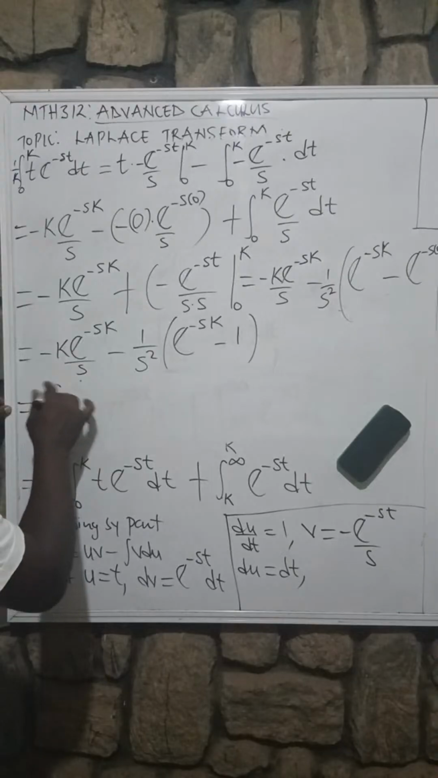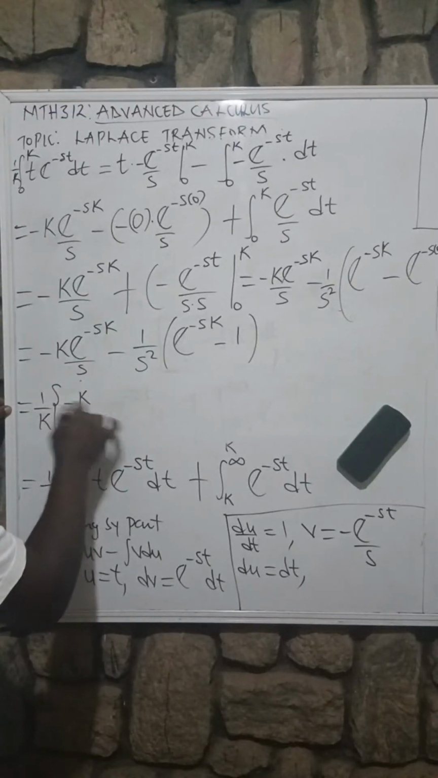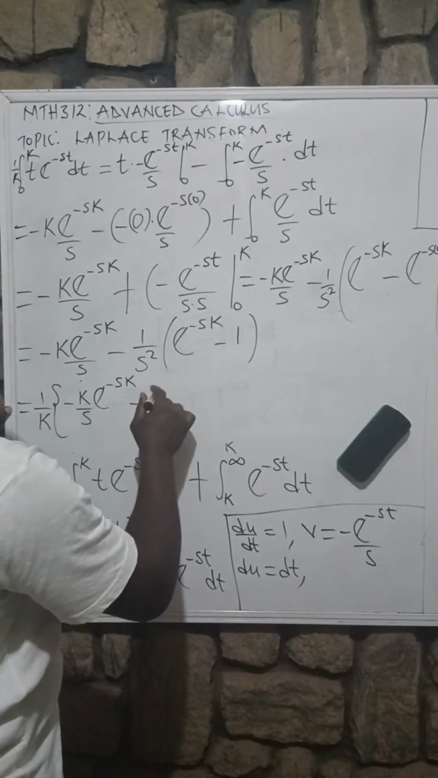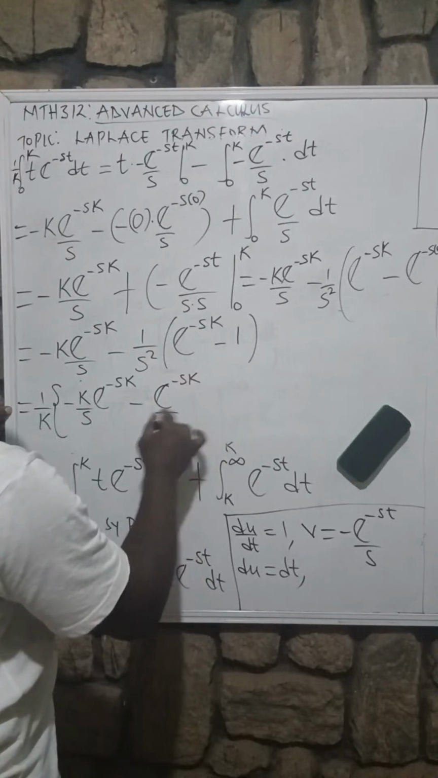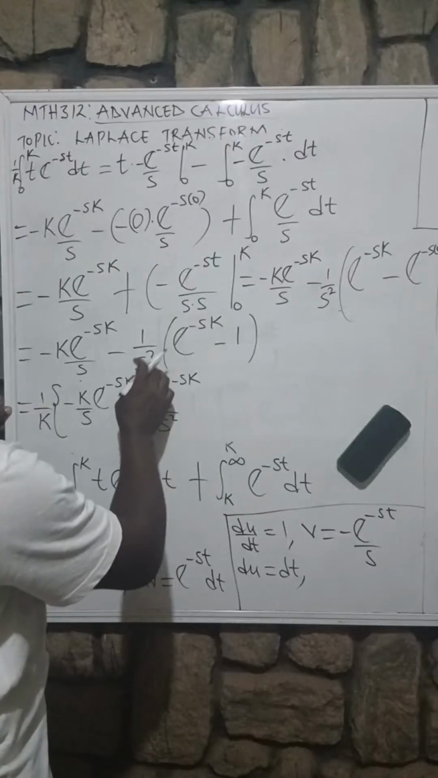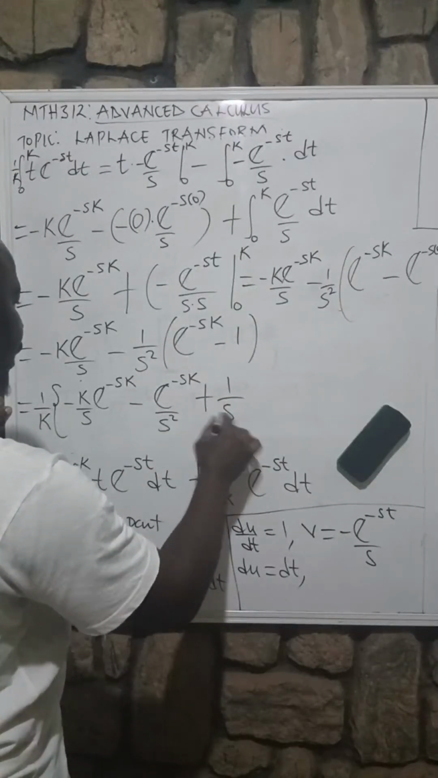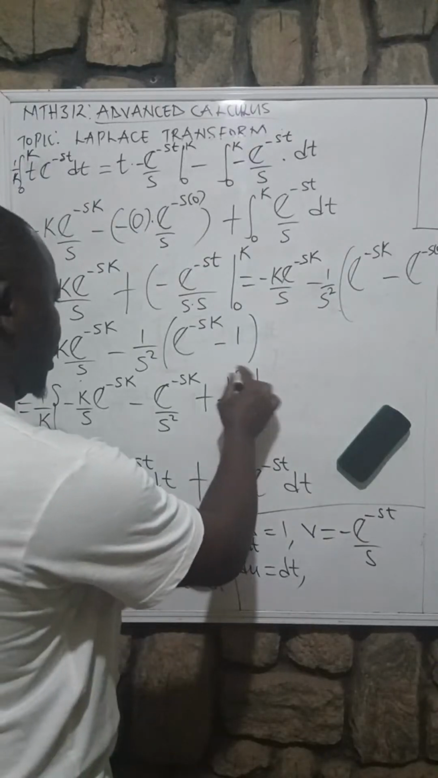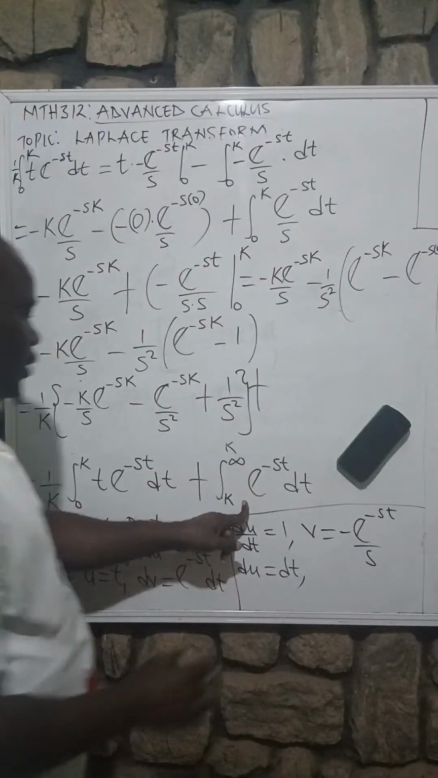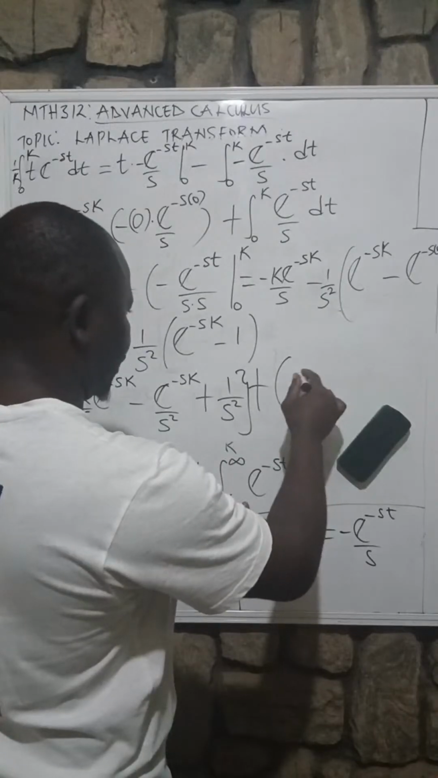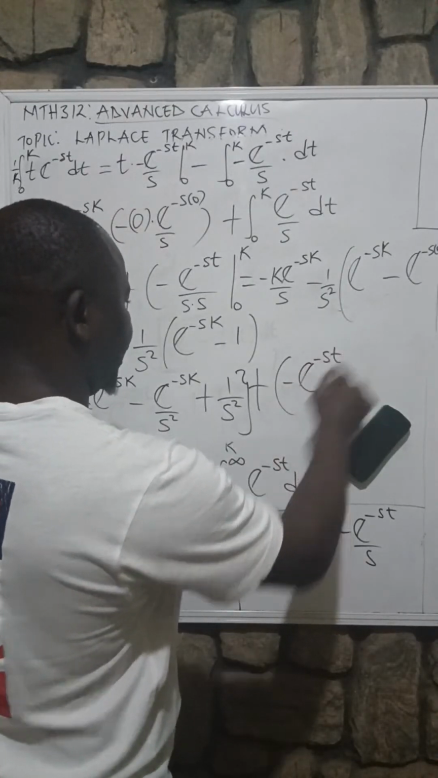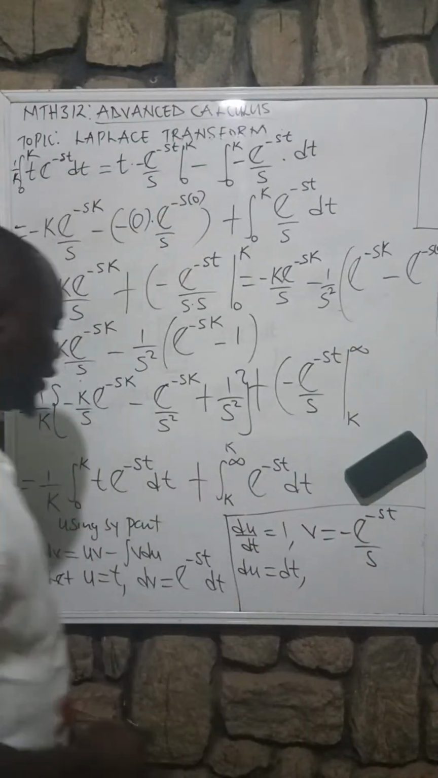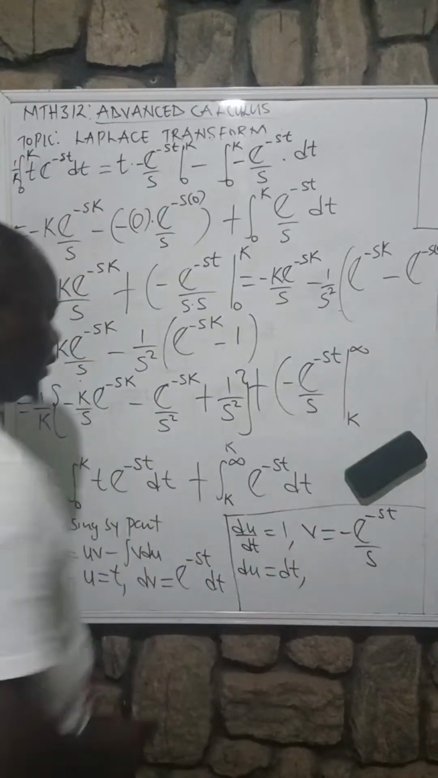1 all over k open bracket minus k all over s exponential minus sk, then minus exponential minus sk all over s square multiply minus 1 all over s square times minus 1 plus 1 all over s square. Then plus, let us integrate this. When we integrate this, we are going to have open bracket minus exponential minus st all over s at k to infinity, right?